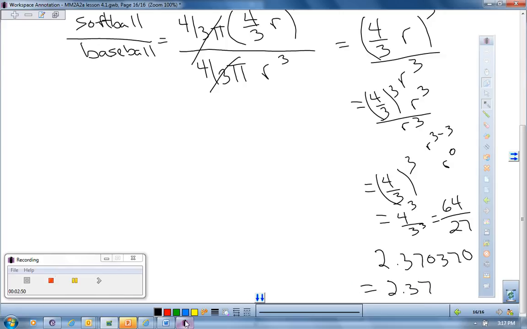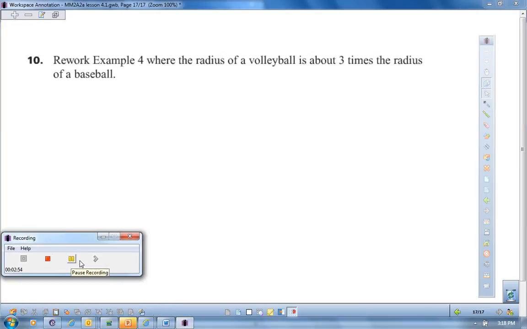Now what I want you to do is go back and do problem 10. So go back to that example we just did with the softball, and instead of 4/3 for a softball, I want it to be 3 times for a volleyball. And so the process is going to be similar. I want you to try this and then bring me the answer and show it to me.